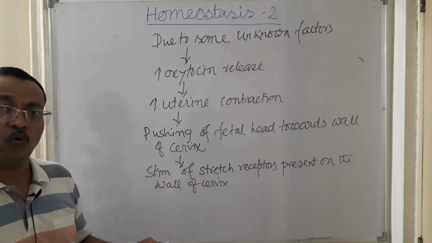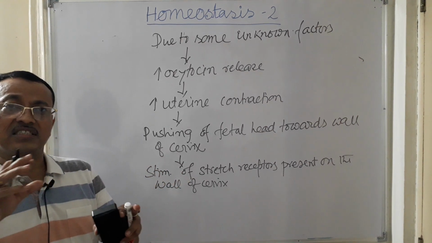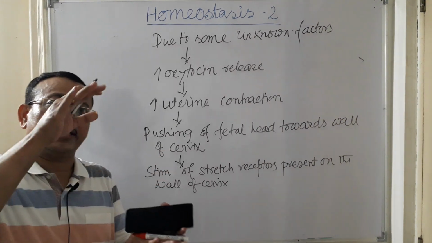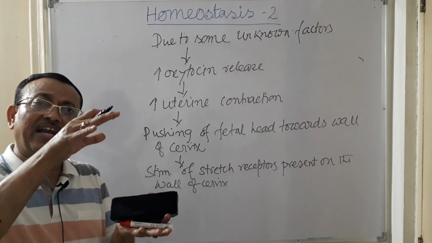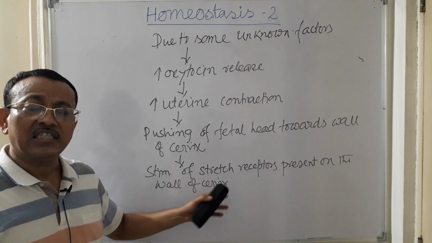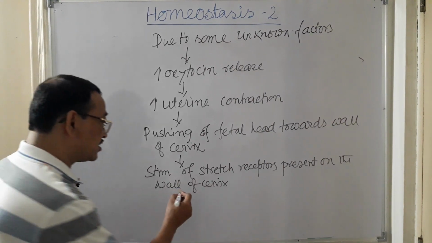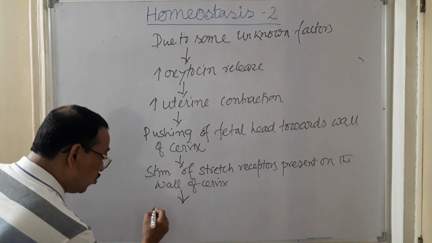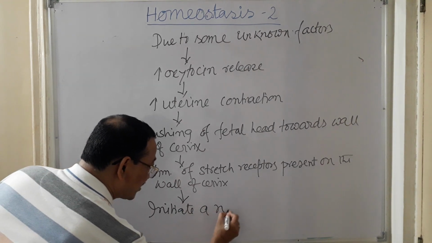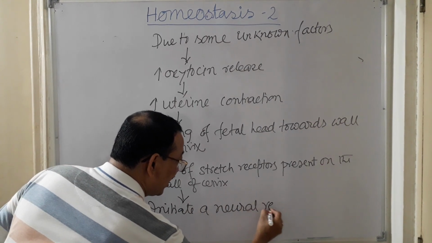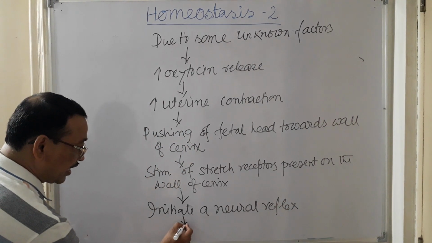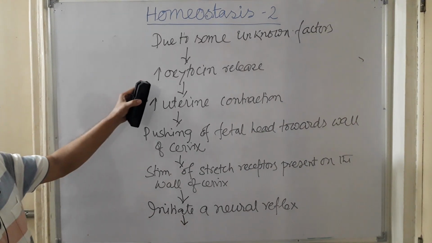As the fetal head is pushed, the fetus tries to escape out of the uterus through the cervix. The cervix is dilated, the cervix wall is extended, and whatever stretch receptors are present on the wall of the cervix will now be stimulated, and this stimulation of the stretch receptors will initiate a neural reflex. Because of this neural reflex, what's happened? Again, there is a rise of the oxytocin release.